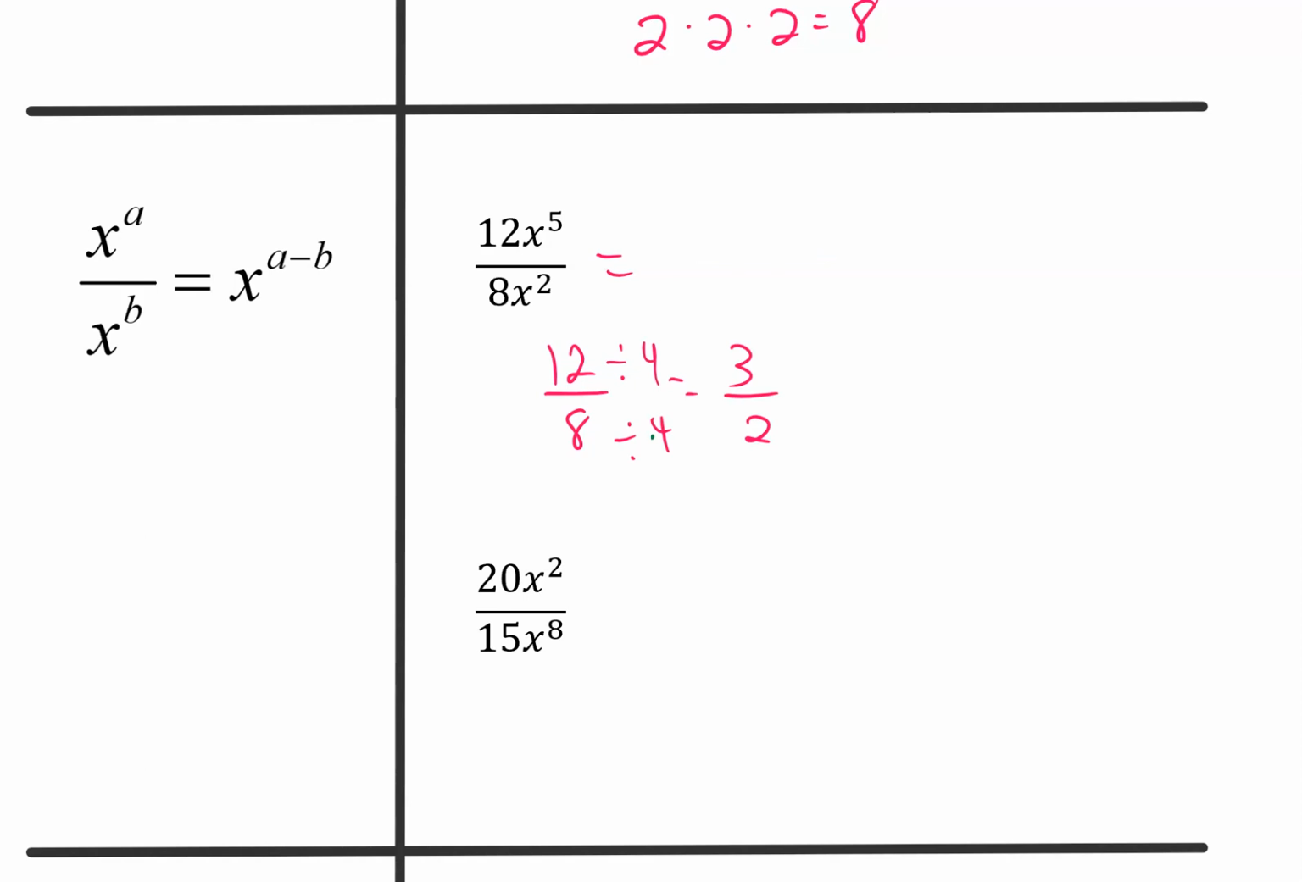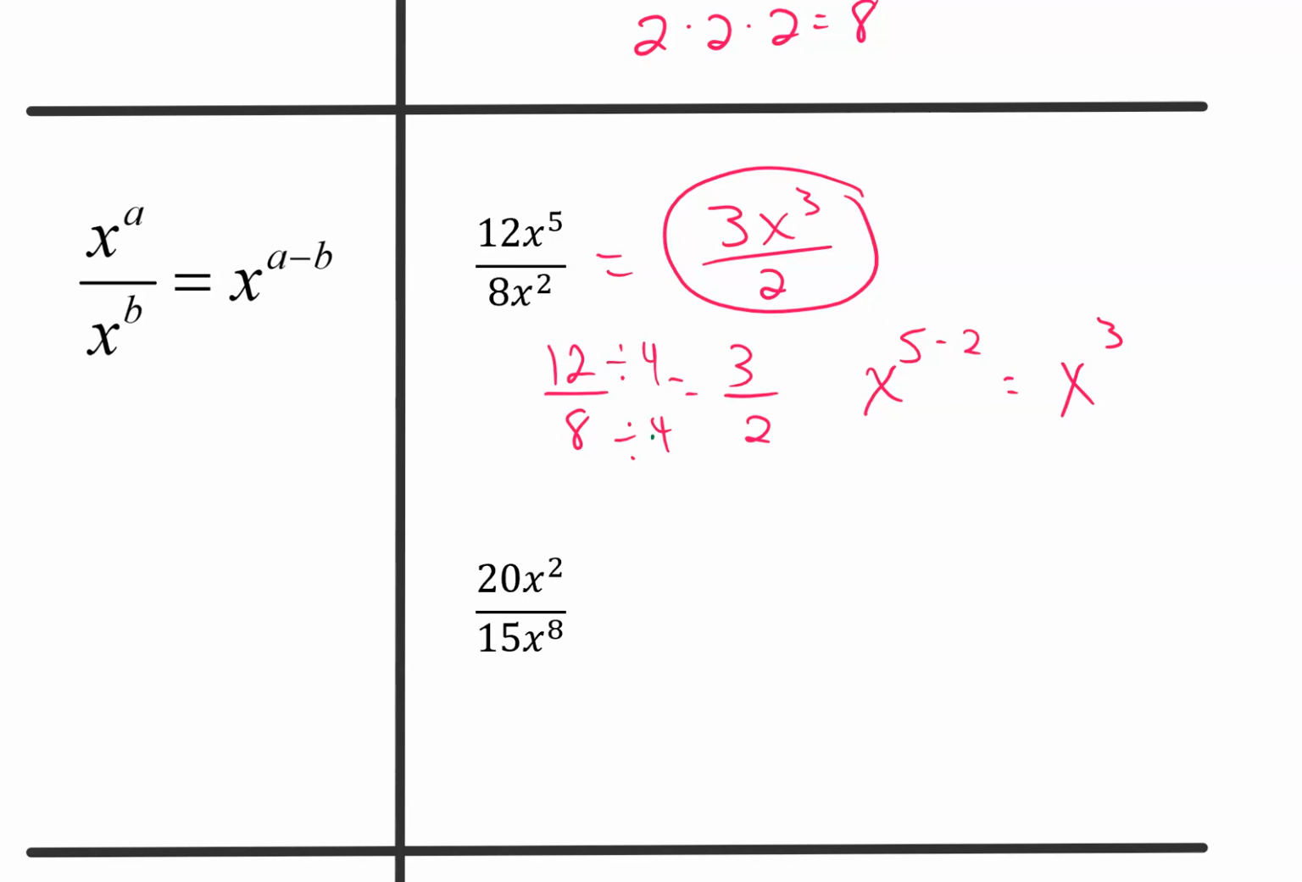Then we need to do x to the 5th divided by x squared, which is x to the 5 minus 2, which is x to the 3rd. So this is going to be 3x to the 3rd over 2. We want to write it as one whole fraction instead of leaving it as two separate, like 3/2 times x to the 3rd. It's better if we just write it as one fraction.